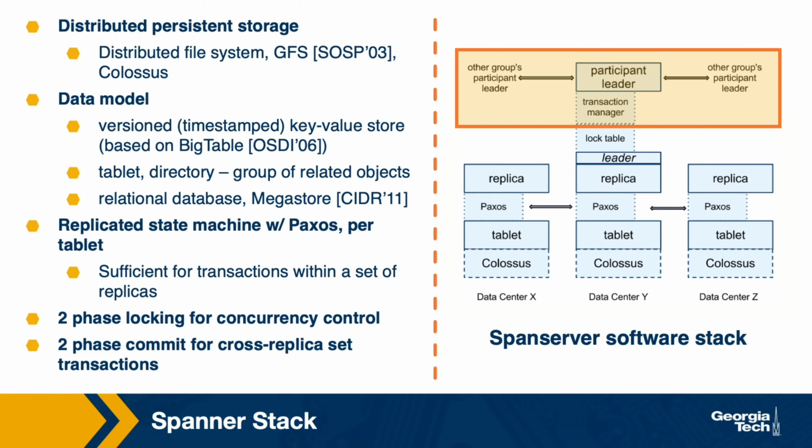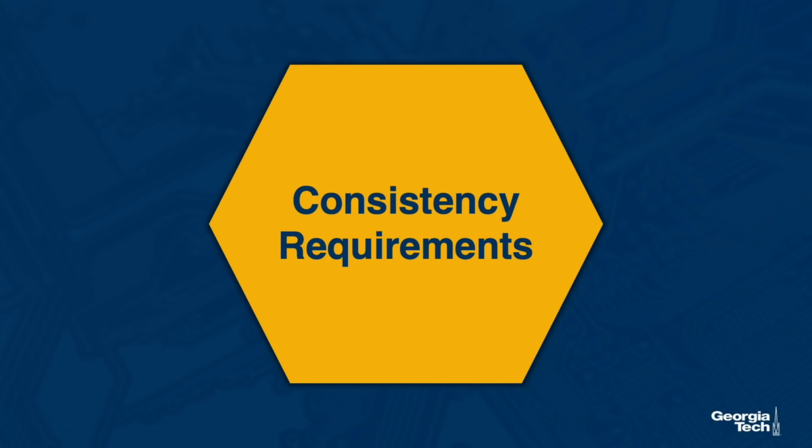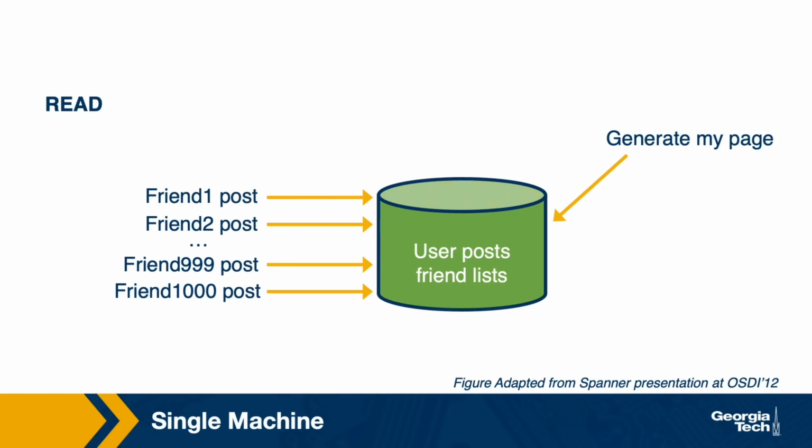Finally, for transactions that span multiple replica sets, they use distributed transactions with a two-phase commit. To see what we need in terms of transactional support, let's look at some of the examples from the paper. Let's look first at what happens when we want to perform a read operation.